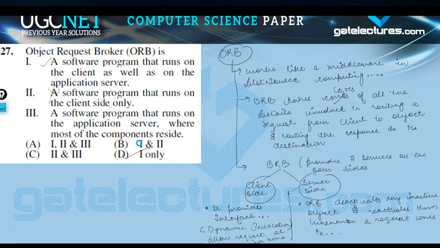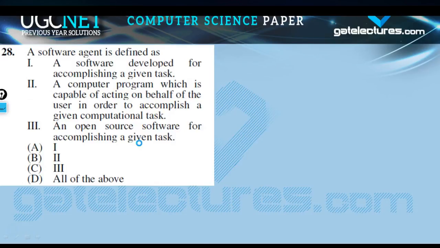Okay, move to the next question. Question number 28 is, a software agent is defined as: option 1, a software developed for accomplishing a given task. Option 2 is, a computer program which is capable of acting on behalf of the user in order to accomplish a given computational task. Okay, and option 3 is, an open source software for accomplishing a given task.